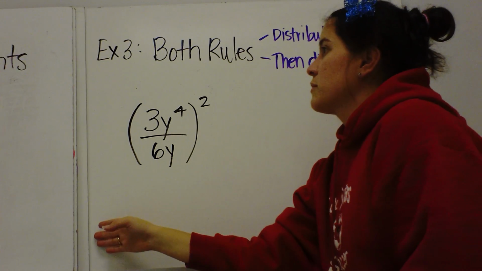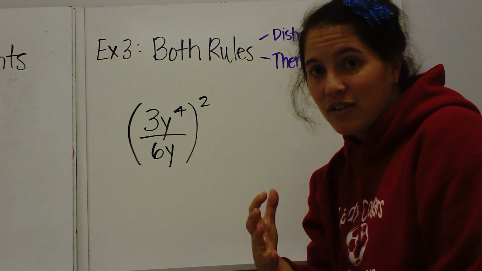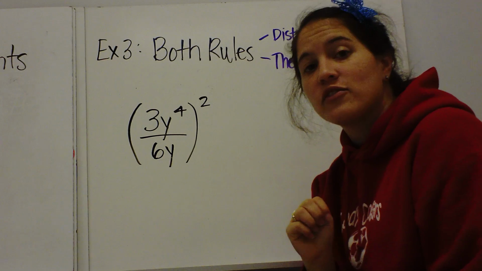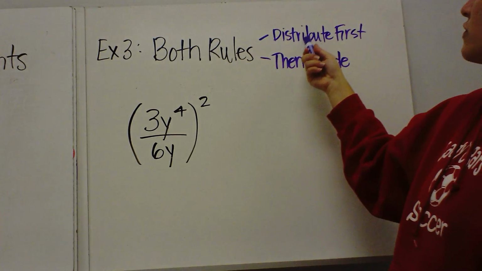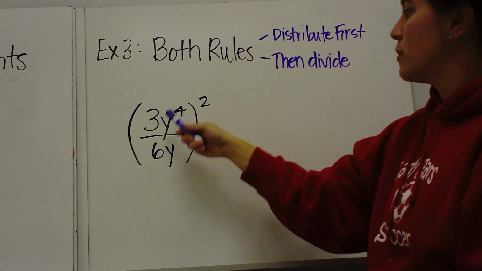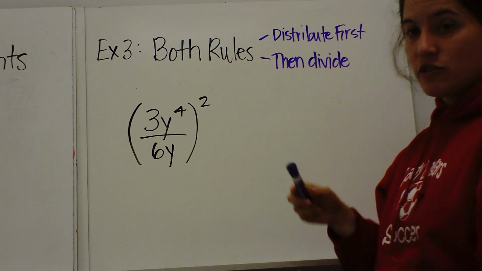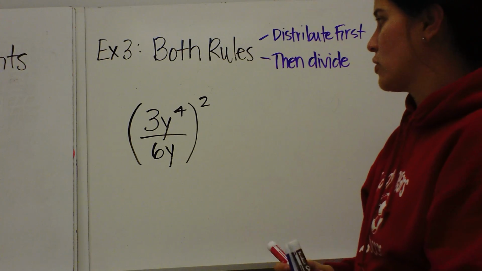So the next few examples I'm going to show you, we're going to combine rules. I'm going to show you problems where you have to distribute and then divide. So both rules. First thing you do is you distribute. So we're going to distribute that exponent. Then we're going to use our division rule that we just learned.